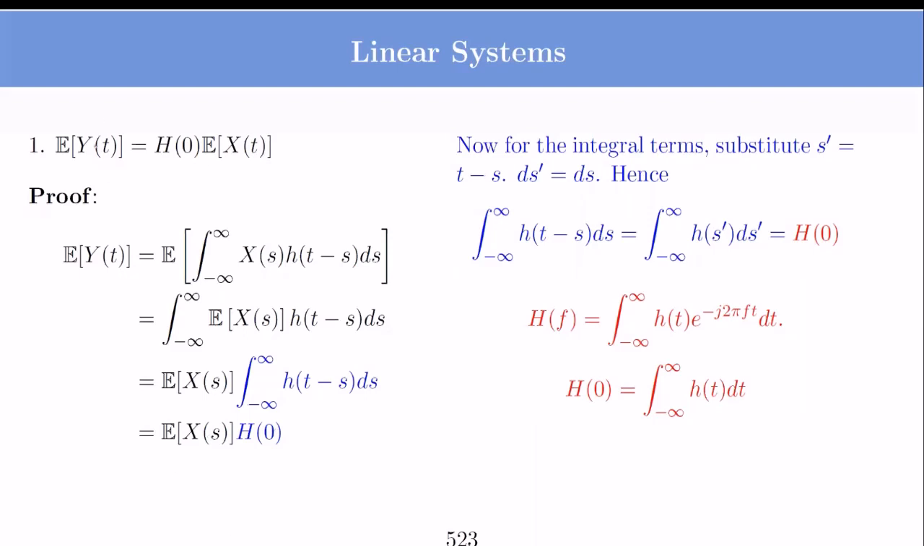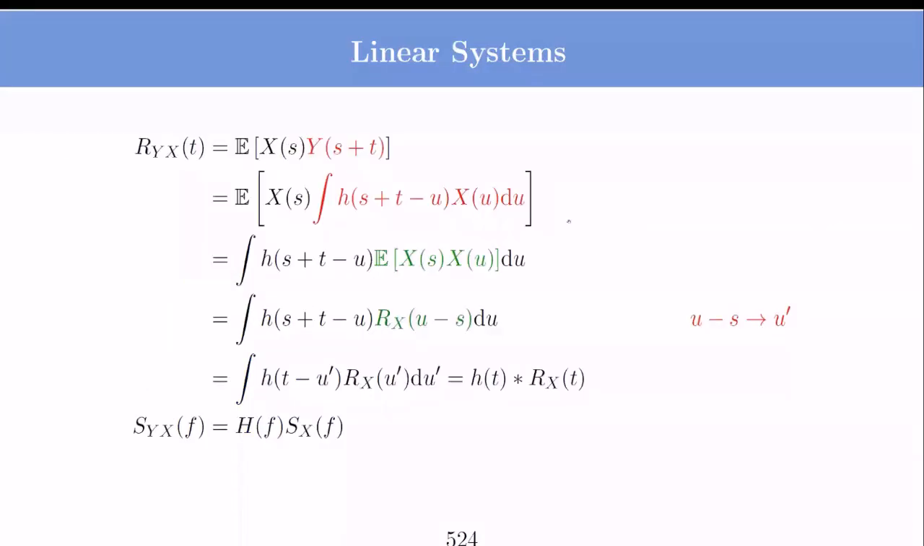So this tells me that if you pass a WSS signal through an LTI system, the mean of the output will be equal to the mean of x multiplied by the Fourier transform value at frequency 0. Or you can also compute the integration of the impulse response. This will give you the same value.